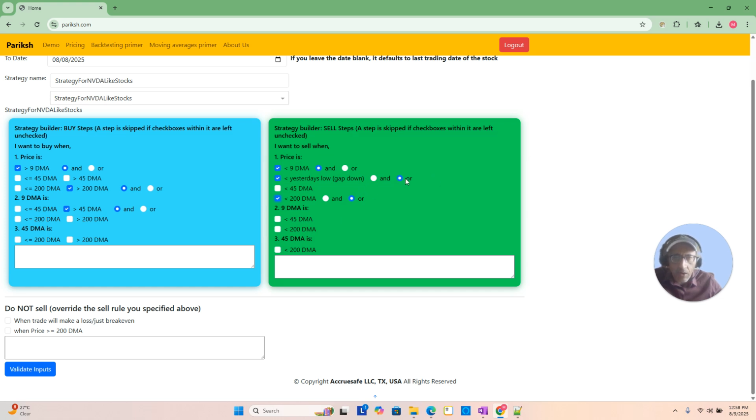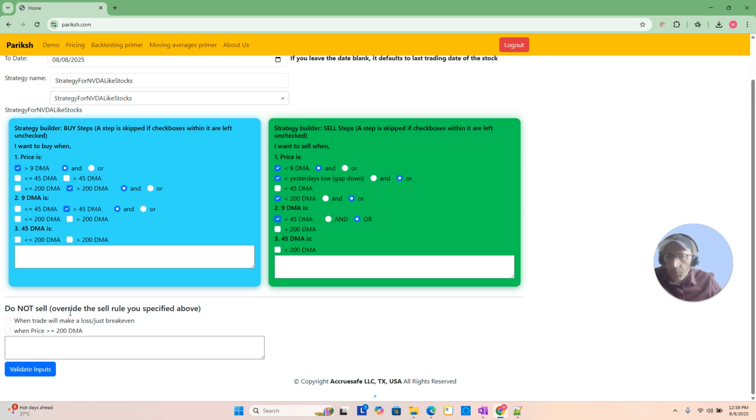So I want to pick an OR between this 9 DMA gap down and the 200-day moving average. I have an AND between 9-day moving average and the gap down criteria. The next one I select is the 9-day moving average. If that's below 45-day moving average, that's part of my sell criteria. So I leave it like this. So we define the buy steps and the sell steps.